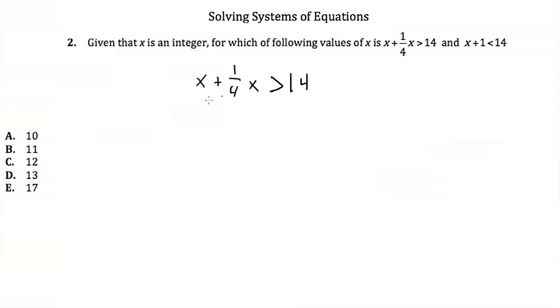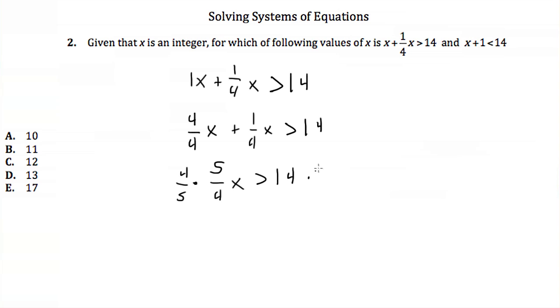This first x in our inequality has a 1 in front of it, but I can also treat that as 4 over 4 times x, and then plus 1/4 x needs to be greater than 14. Now I combine my like terms, because this means that 5/4 x must be greater than 14. And now I want to multiply by the reciprocal of 4/5. And this means that x has to be greater than 11 and 1/5.